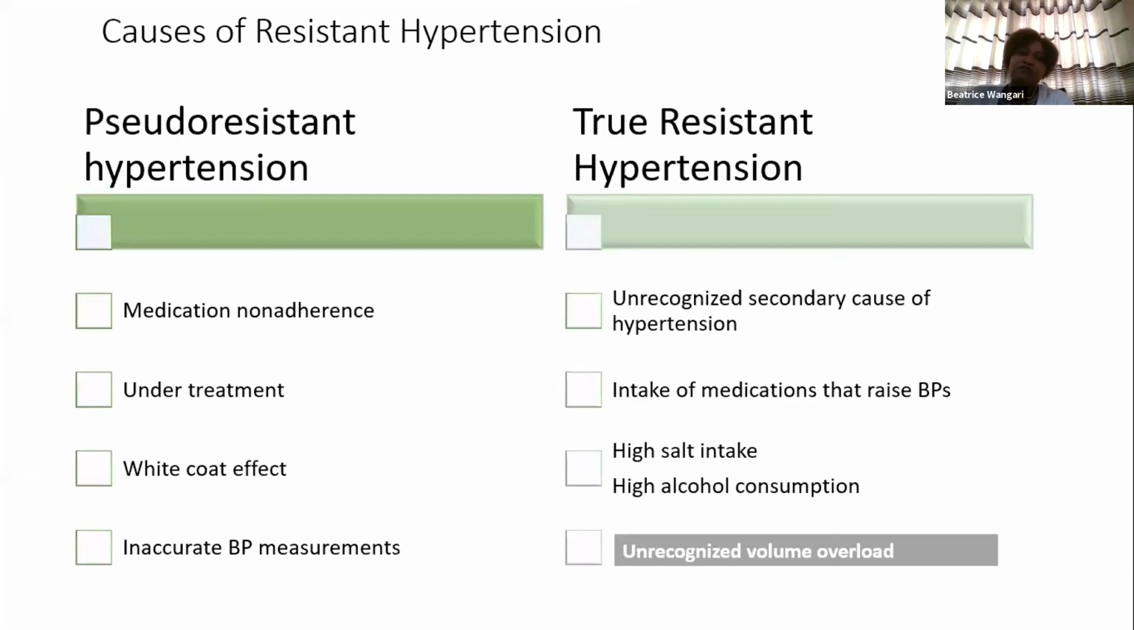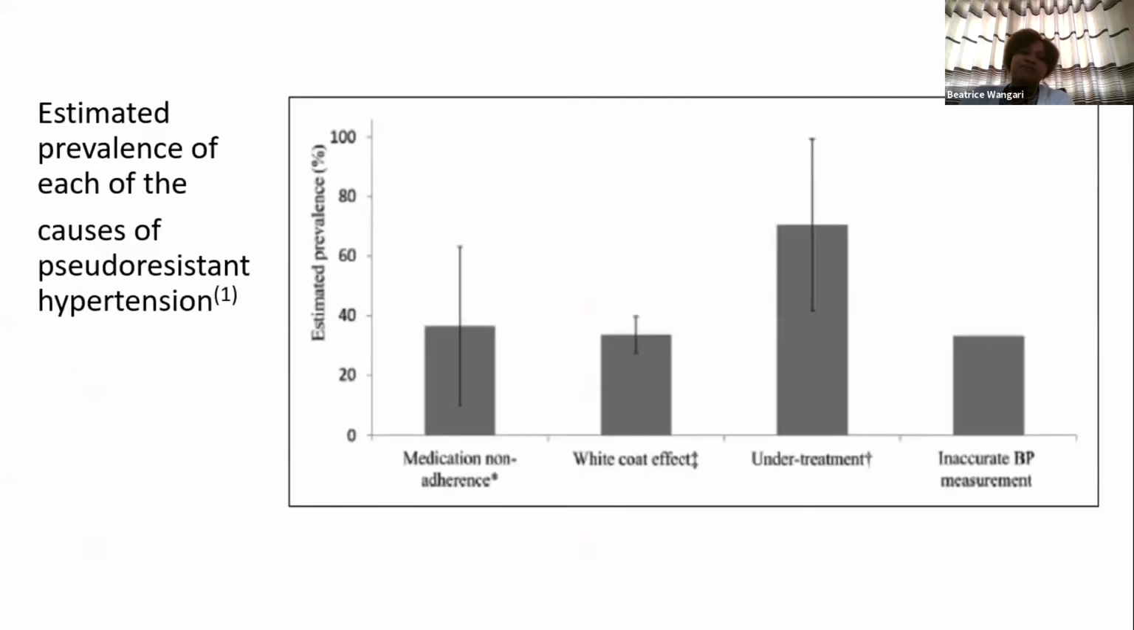Now, talking of pseudo-resistant hypertension, this is an extract from this analysis which showed the prevalence of the various causes of pseudo-resistant hypertension among hypertension-treated patients. And you can see actually the physician aspect really comes in, the under-treatment, where the patient is on lower medications, on lower dosages than they really should be according to their blood pressure classification or severity. The other issue that contributes quite a bit is again, medication non-adherence.